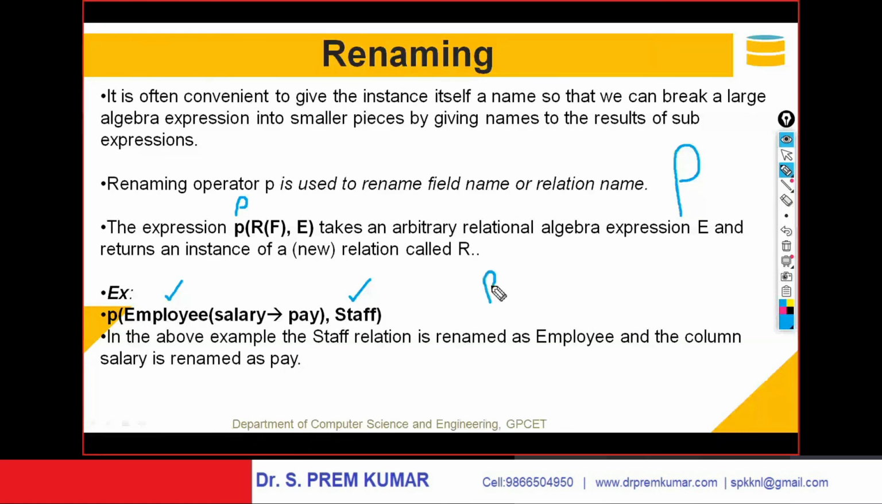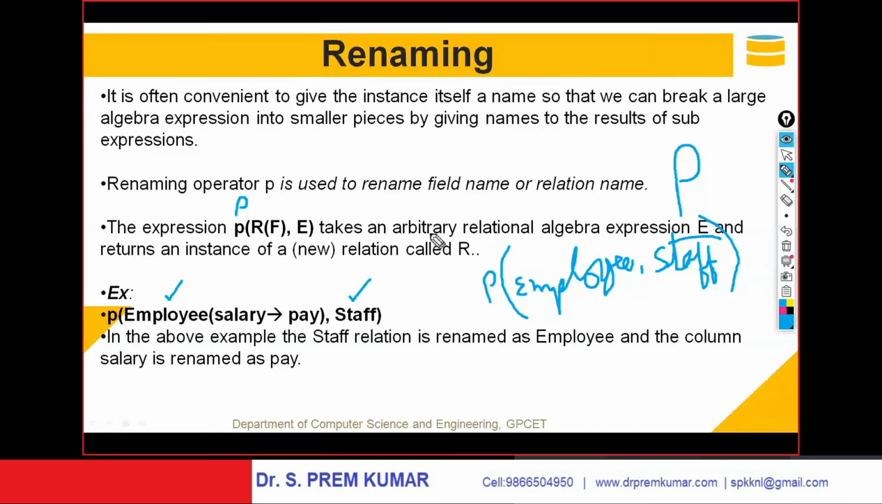Then you should say rename employee. I should give the new name. It is employee. Rename employee. And what is the old name? It is staff. So I am using staff. Employee and staff. Right? And you close it. Now what happens? The meaning of this statement is the staff table is renamed as employee. Now the new name is employee, no more staff. It got renamed. The name got changed.